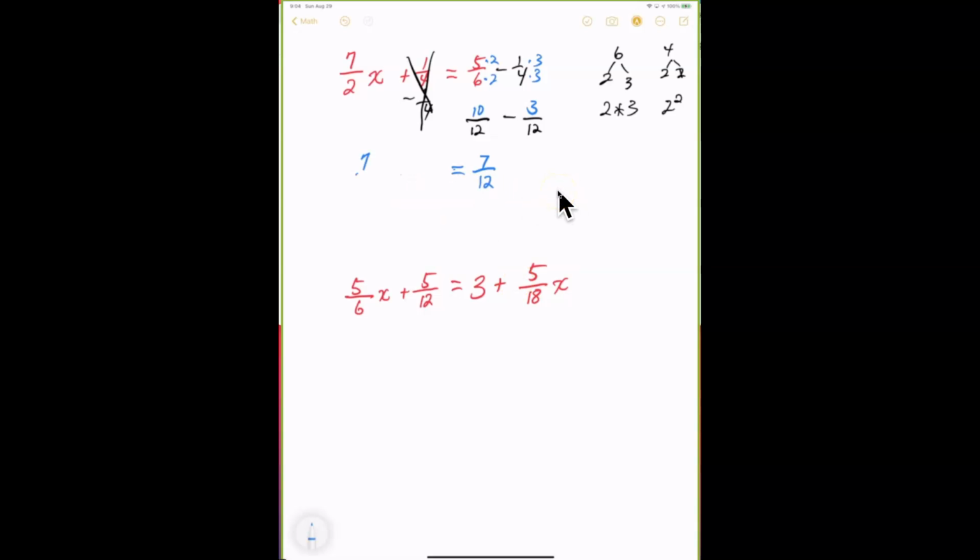So we have 7 halves x. So we just continue taking the inverse operation. So what's happening to the x? It's being multiplied by 7 over 2. So we are going to divide. We're going to divide both sides by 7 over 2. So let's write it up this way.